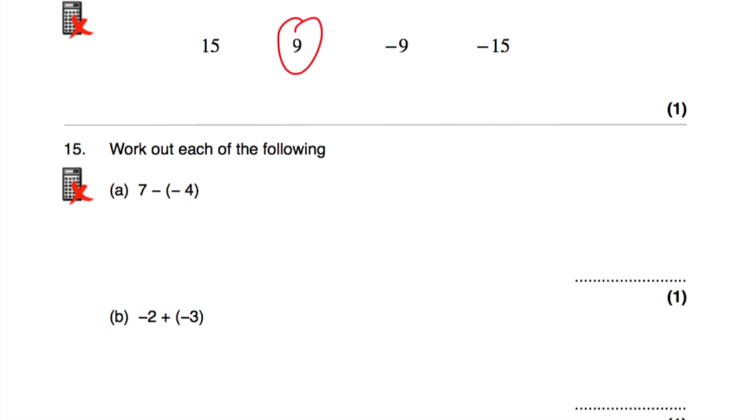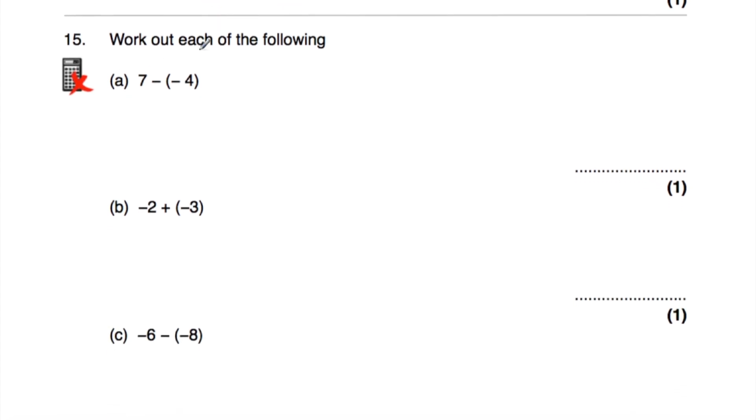Okay, question number 15. So question number 15a says, work out each of the following. So we've got 7 subtract negative 4. Now, when we take away a positive number, something gets smaller. When we subtract a negative, it gets bigger. So we've got 7 subtract negative 4. That's going to be the same as 7 plus 4, because when we subtract a negative, it gets bigger. So 7 plus 4 is 11. So the answer would be 11.